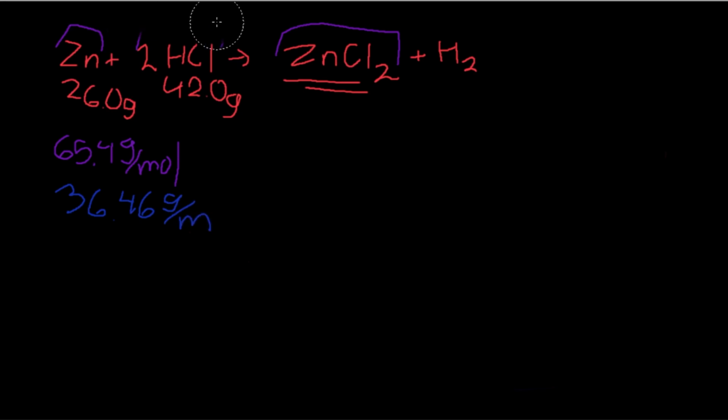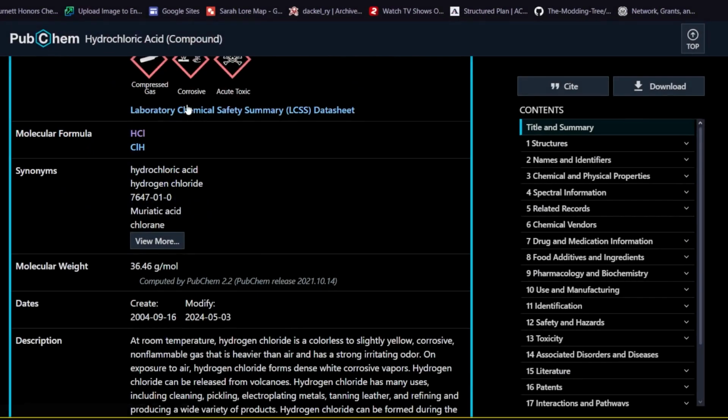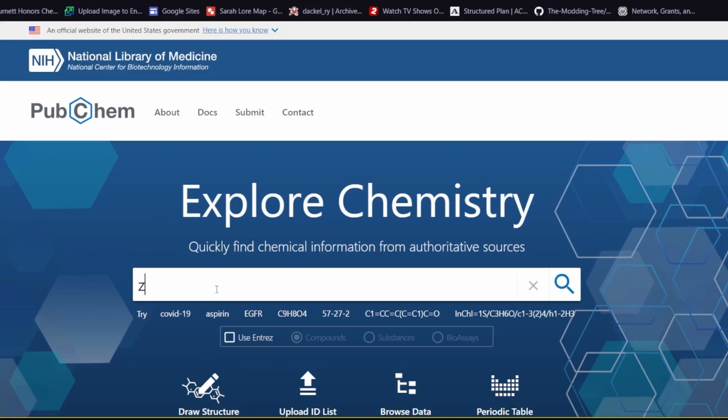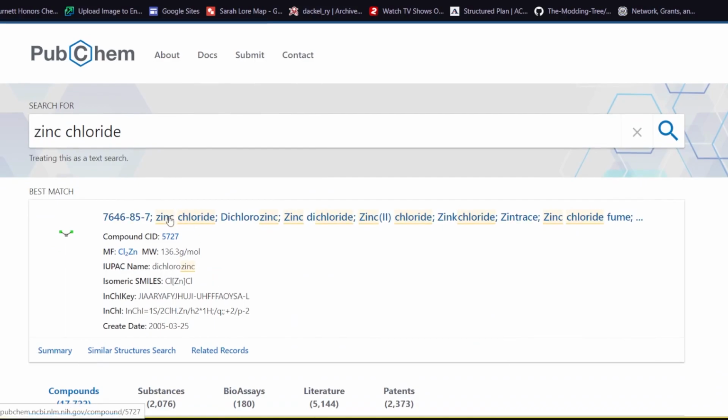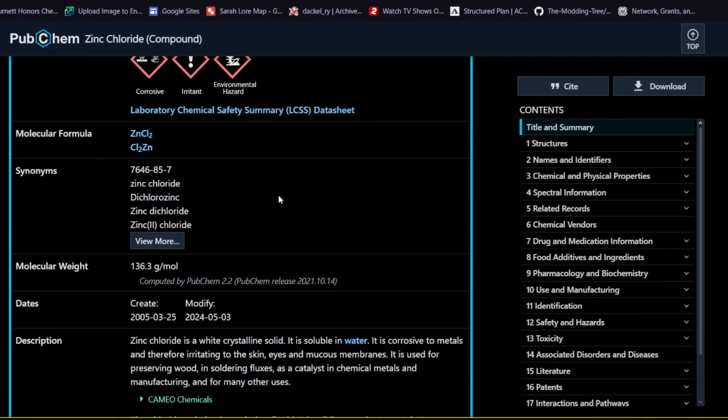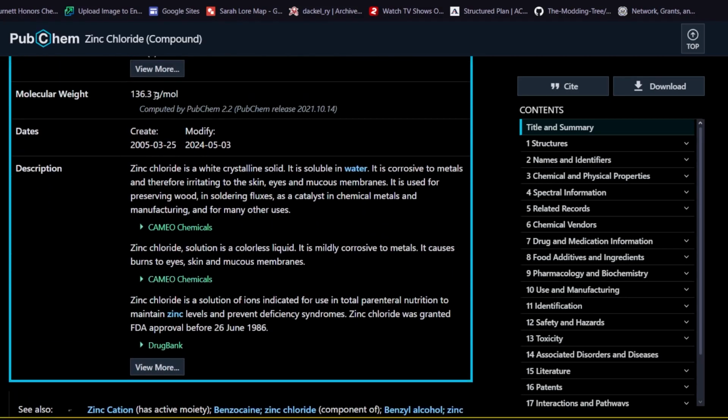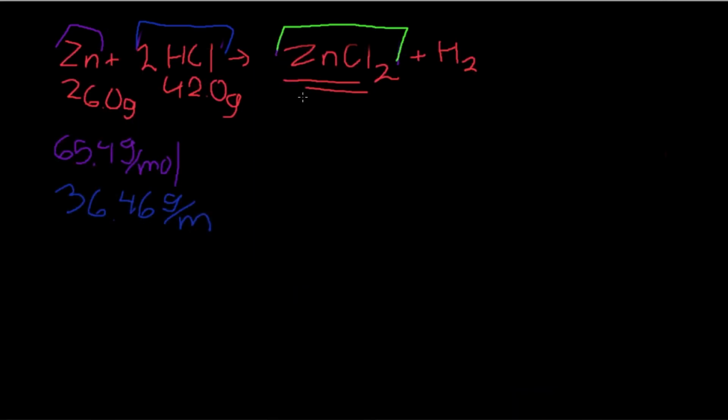And then you know what we'll do? We'll change it to blue, so that's a little less confusing. And then we'll change this one to something else. We'll do green, because why not? Now, zinc chloride, we'll look that one up. It should be this one. If we're checking, 1 zinc and 2 Cl, yep. And we've got 136.3. So 136.3 grams per mole.